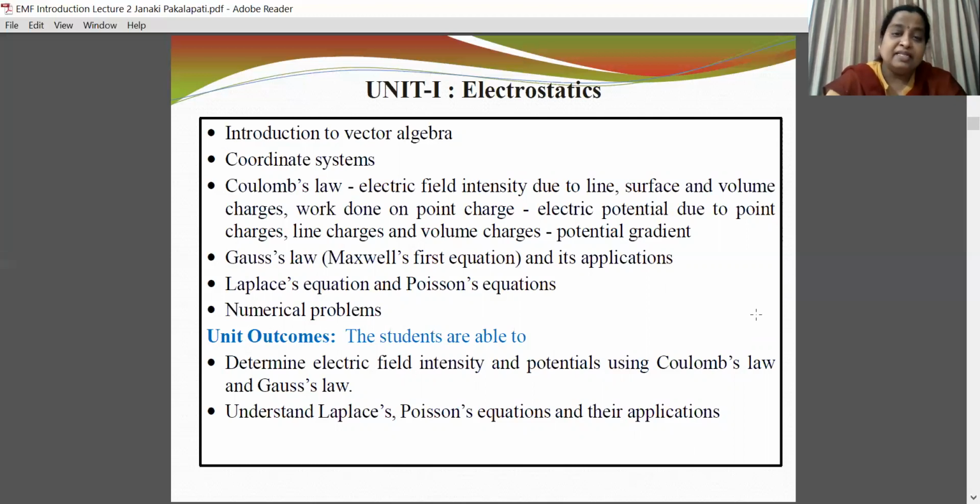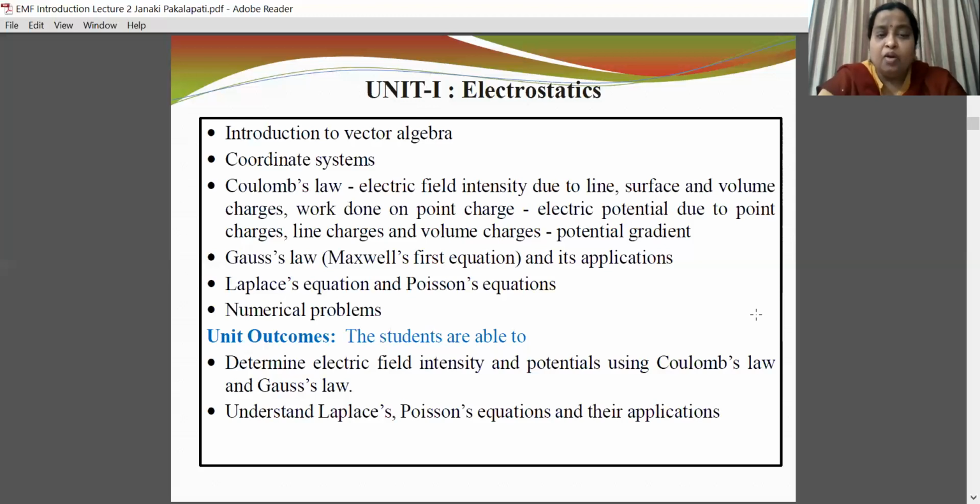And Gauss law and its several applications will be used to find the magnetic flux density as well as the magnetic field intensity H, which was discussed in the last slide. Apart from Coulomb's law and Gauss law, we also speak about the Laplace equation and Poisson's equations and their significance in finding fields in electrostatics. We also discuss in this chapter a few numerical problems on electric field and potential calculations using the above two laws.